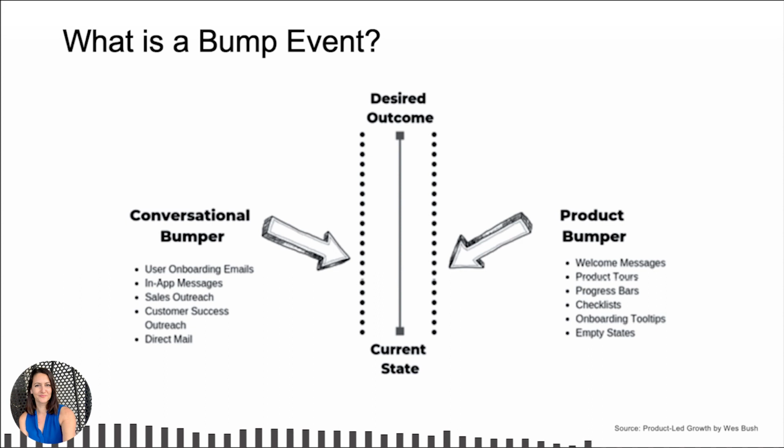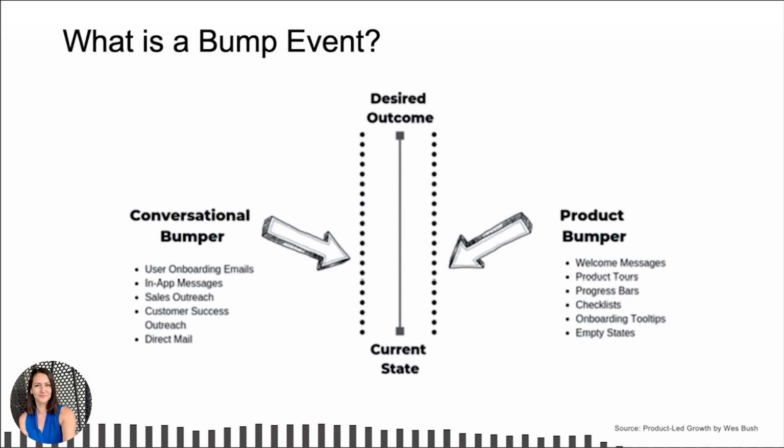So the other way is to use what we call bump events. Wes Bush, the author of the Product-Led Growth book, came up with this concept of the bowling alley framework. To get the user from the current state to the desired outcome, we install bumper bars like we would in bumper bowling that pushes the prospect back on course. The two types of bumpers are conversational bumpers and product bumpers. So any event that's triggered from these bumpers is what I call a bump event.